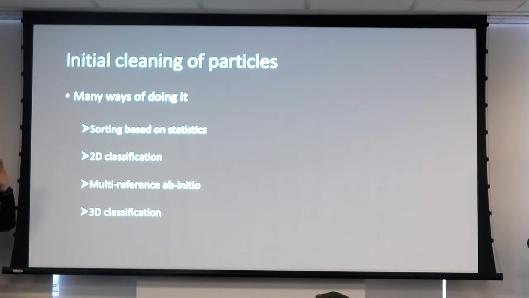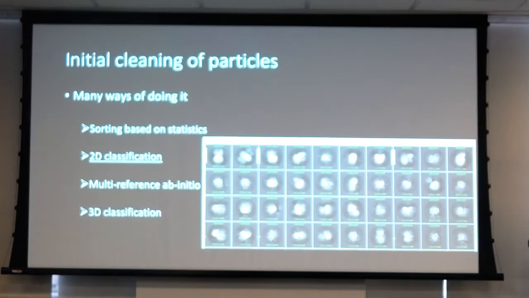You have many ways of cleaning up your picks after they have been beautifully picked by one of those deep learning algorithms. You still have a lot of things that are not what you want. Or there might be damaged particles that don't align well to the reference or whatever may happen. And so you can sort based on statistics of the images. It's moderately efficient. 2D classification, reference-free 2D classification, multi-reference ab initio models, and 3D classifications. So I won't go through statistics. It's not working very well.